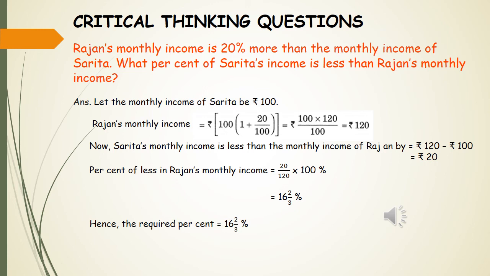Now we are trying to find out what percent of Sarita's income is less than Rajan's income. Now which one is the initial amount? Initial amount is Rajan's income, that is 120. And how much less is it? That is 20. The difference remains the same. So now the calculation will be difference divided by initial amount into 100%. So 20 by 120 into 100, that is 16 2 by 3%.